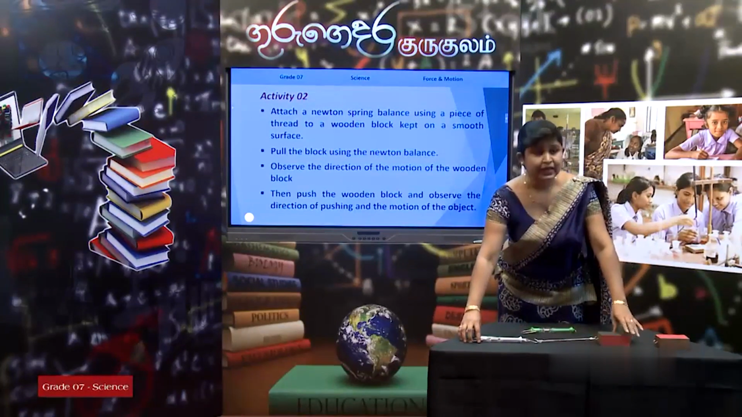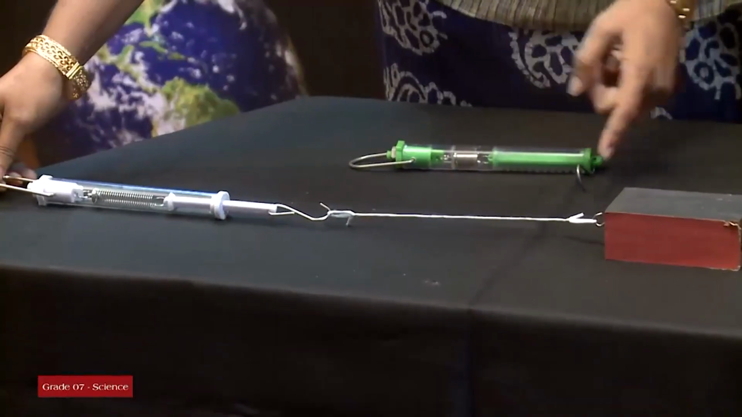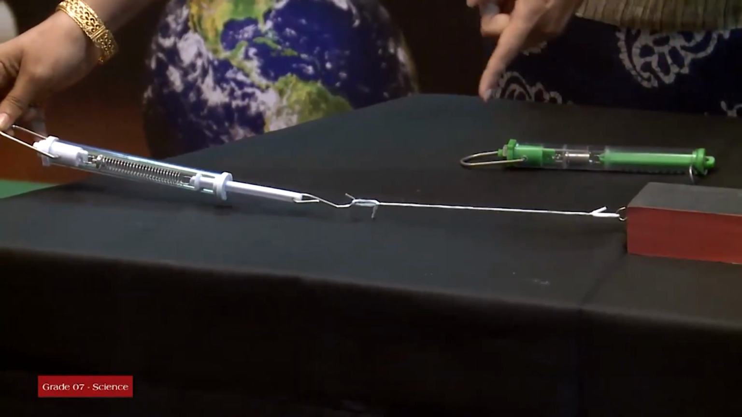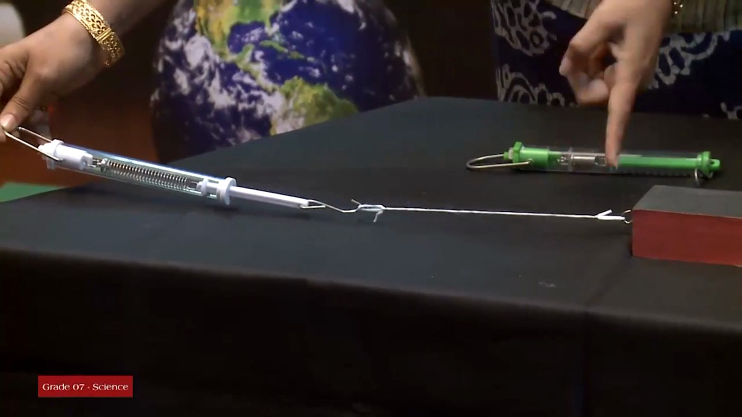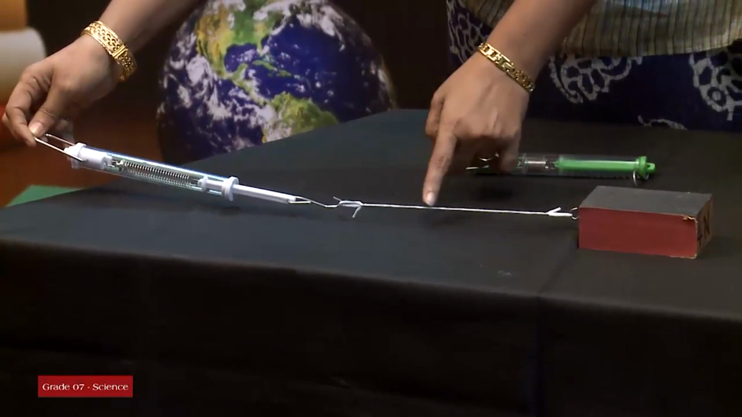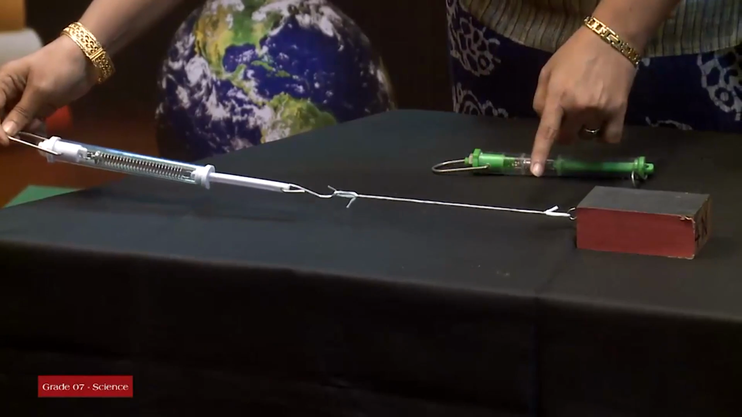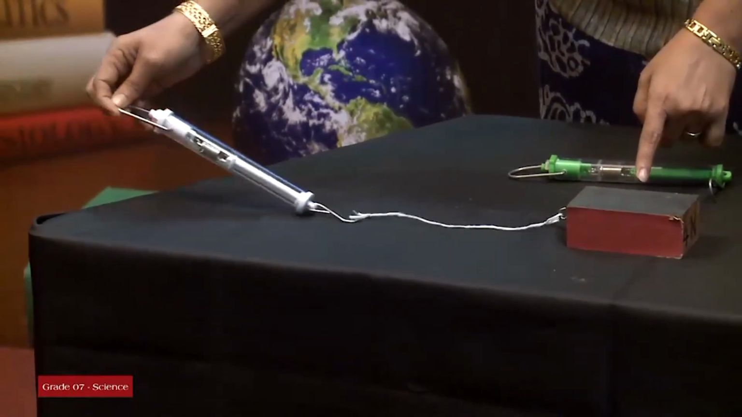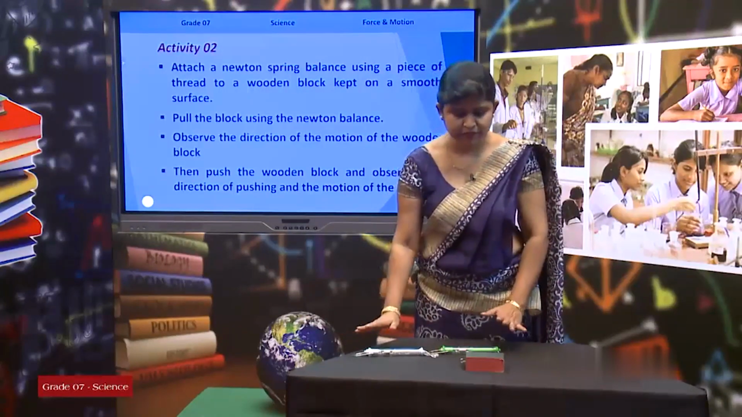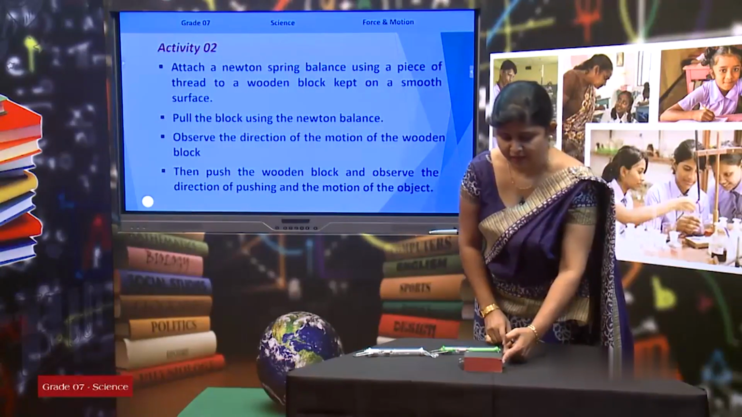My dear children, now I am going to pull the wooden block using the spring balance in this way. Now you can observe the wooden block is moving towards the direction of my pulling. Can you understand? The wooden block is moving along the direction of the thread, along the direction of my pulling. Now what I am going to do is remove the spring balance and keep it away. Then I am going to push the wooden block using my hand.